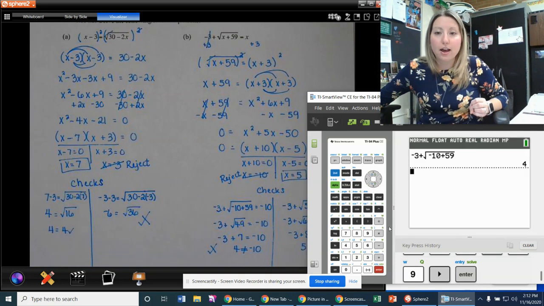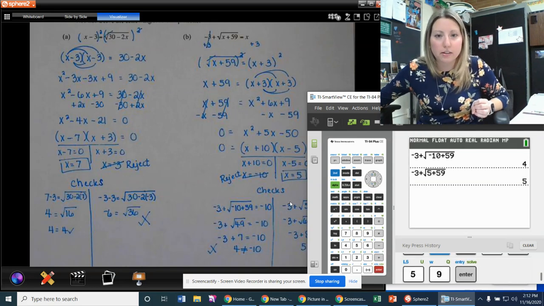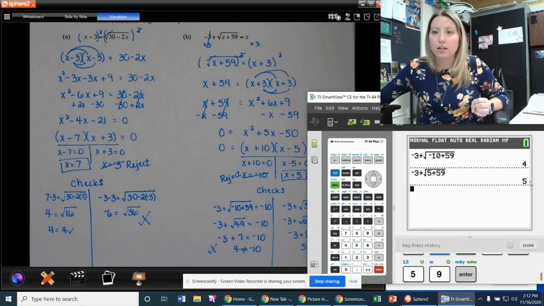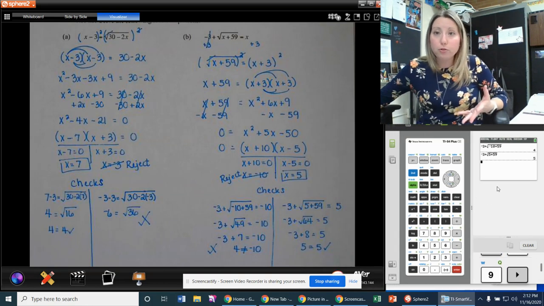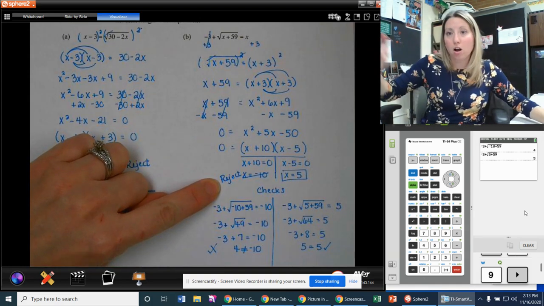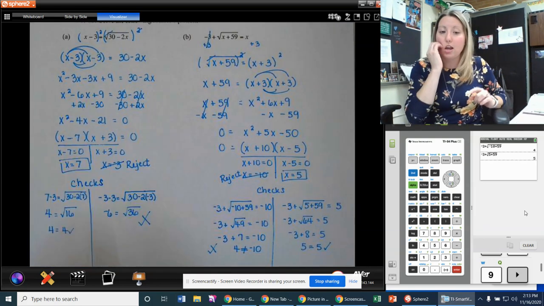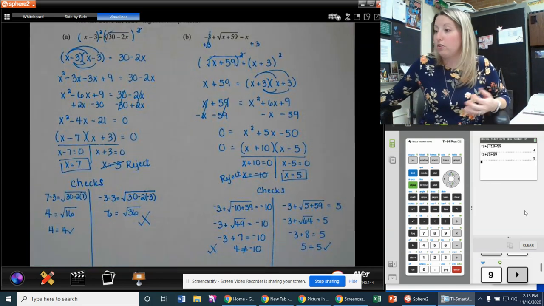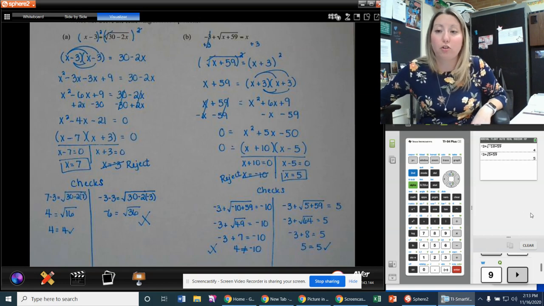So now I try again, right? Negative 3 plus the square root of 5 plus 59 is 5. And I knew that needed to be equal to 5 because that was the answer on the other side. So see, I know this is rejecting, this is keeping, just by plugging that into my graphing calculator. So I don't have to show it. I can do it here, but I want you to actually cross out an answer and write the word reject if you're not keeping it. That way I know that you've done the check, and it's kind of your way of knowing you've done the check as well.